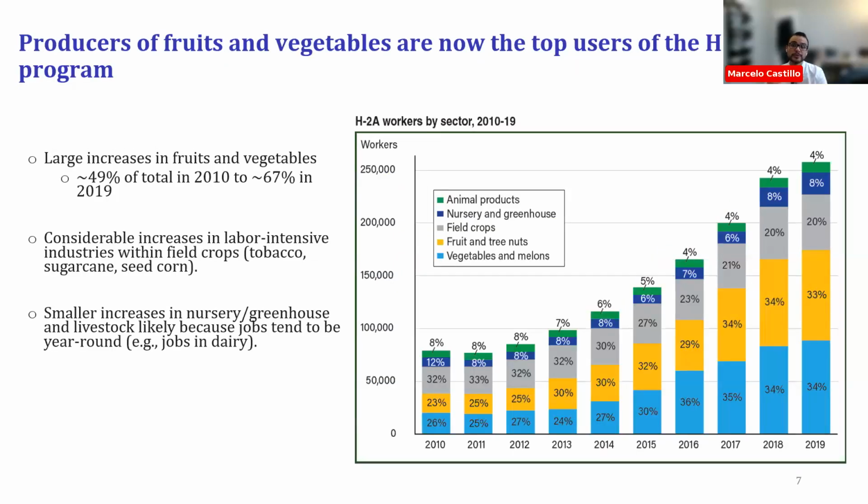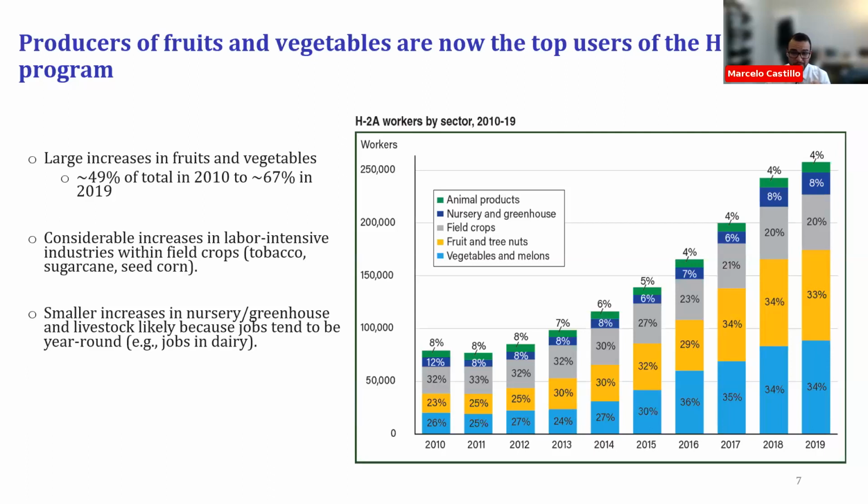All right, so one key contribution of our first report was to show how different sectors contributed to the recent increases in H2A employment. The sectoral groups that we chose are livestock, here in green, nursery and greenhouse in dark blue, field crops in gray, fruits in yellow, and vegetables at the bottom in light blue.